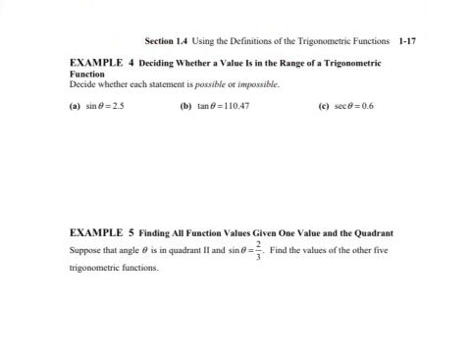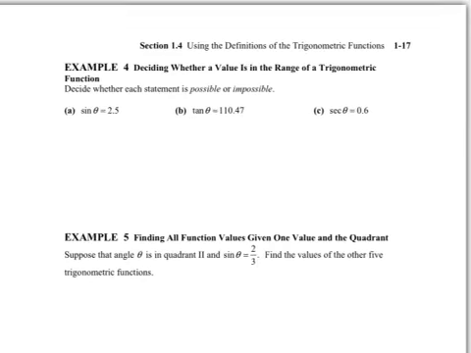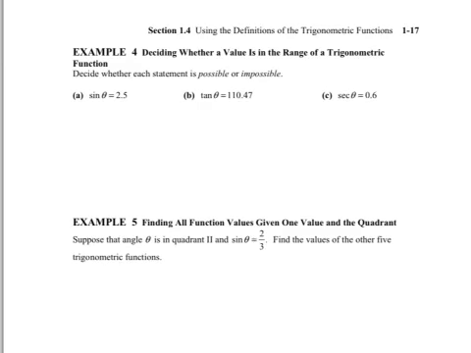So example 4 says, deciding whether a value is in the range of a trigonometric function. Decide whether each statement is possible or impossible. So if we look at, let me move this back up here, sorry, the sine of theta is 2.5. If you were to look back at your previous page, the value of sine, so we could say that A is any value of theta where sine is between -1 and 1.